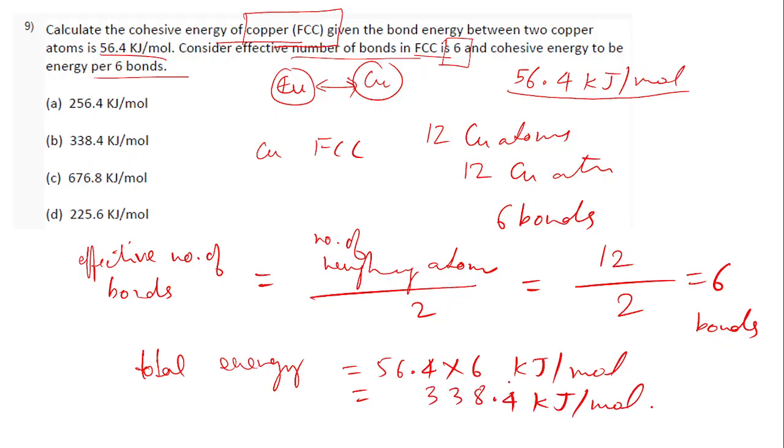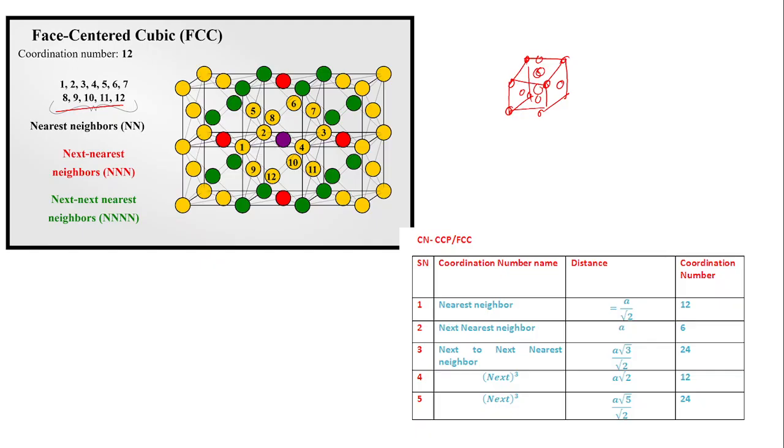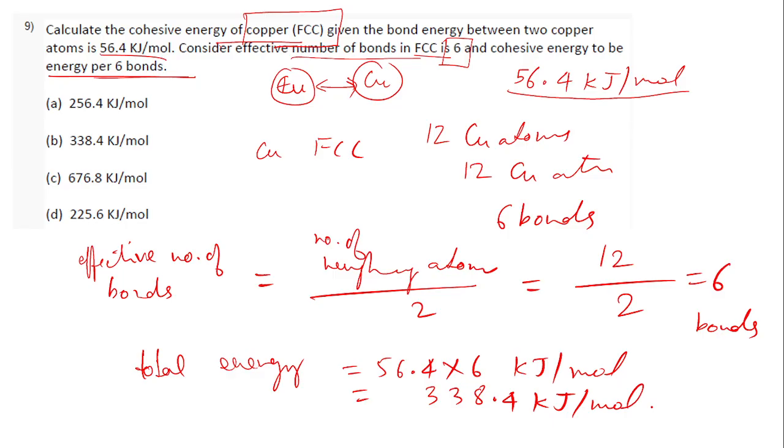Now what we have to find out: consider the effective number of bonds is 6, and the cohesive energy we have to find out is the energy per 6 bonds. So finally, the cohesive energy, because it said the cohesive energy is per 6 bonds, the total energy for 6 bonds is 338.4 kilojoule per mole, which is our answer. This is the correct answer here.